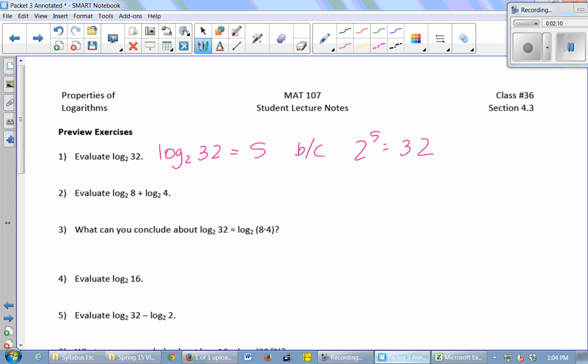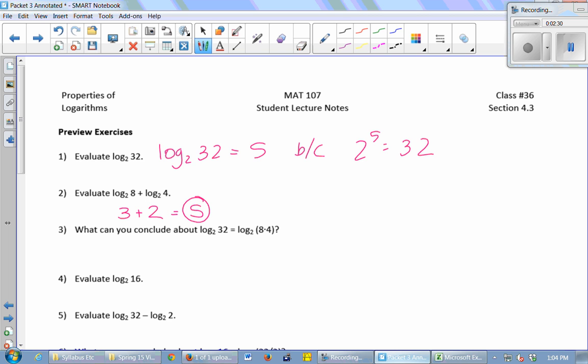Okay. All right, log base 2 of 8 plus log base 2 of 4. Well, what is log base 2 of 8? 3, because 2 cubed is 8, right? So 3. Log base 2 of 4? 2. Yep, and 3 plus 2 is 5.